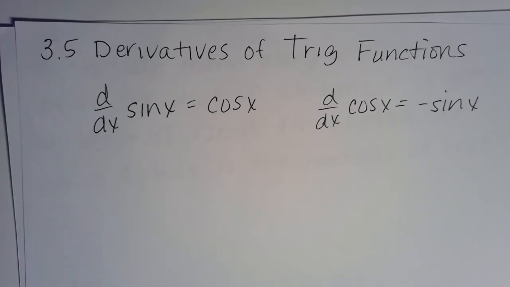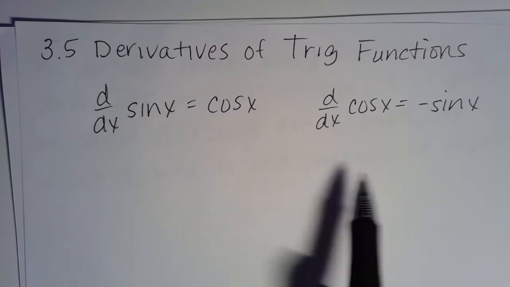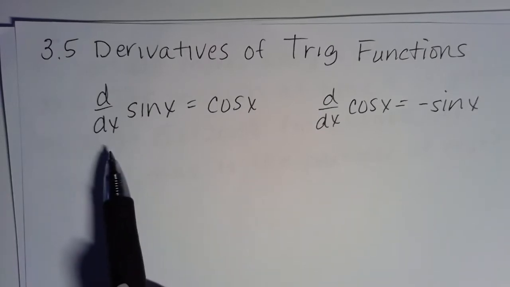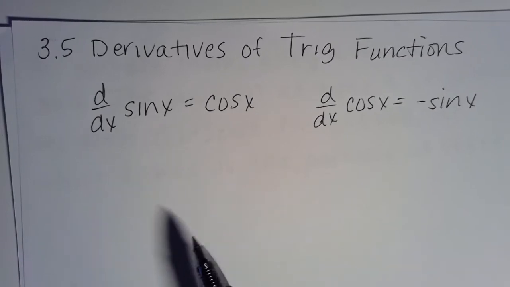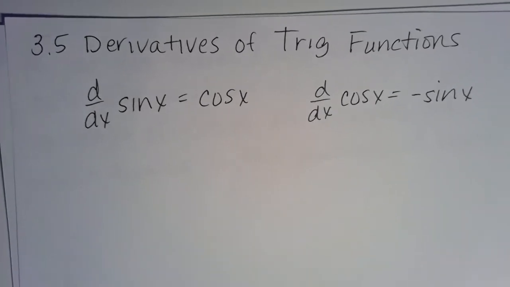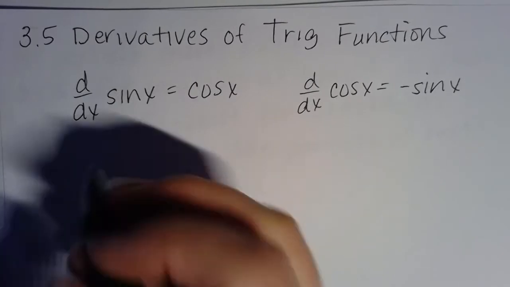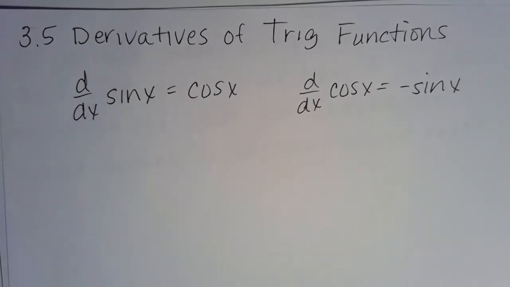Now I'm going to just show you how we come up with this. They're both done very similarly, so I'm just going to do the derivative of sine and show you how we get cosine out of it. And then if you want to figure out the other one, then you can go for it. Okay, so we're going to start back with the limit definition of the derivative.